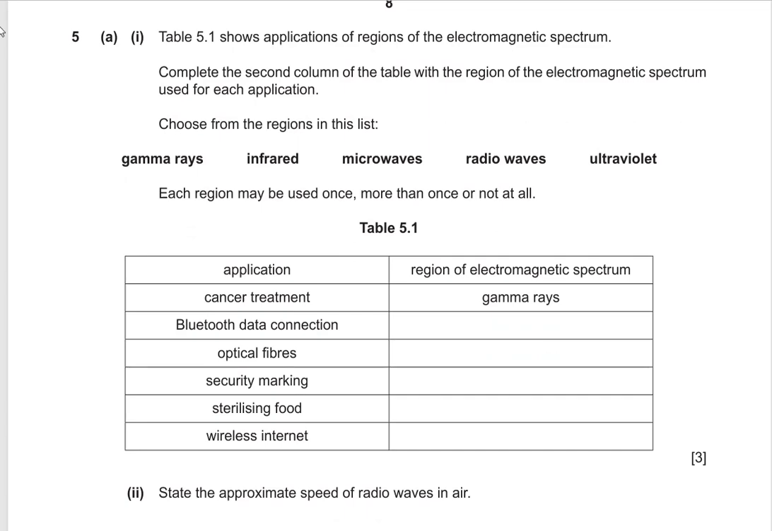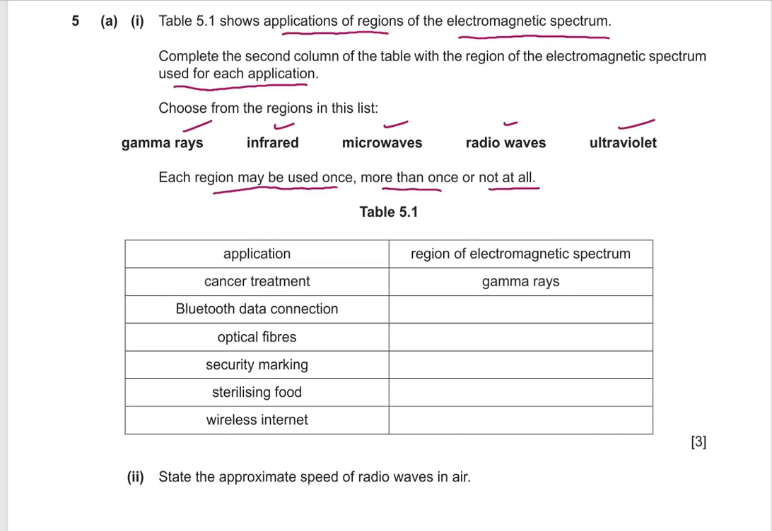The next question 5, they say the table 5.1 shows applications of regions of the electromagnetic spectrum. Complete the second column of the table with the region of electromagnetic spectrum used for each application. Choose from the regions in the list: gamma rays, infrared, microwave, radio waves, and ultraviolet. They say each region may be used once, more than once, or not at all. So it doesn't mean that I have to fill all of them. Maybe yes, maybe no. So let's start.